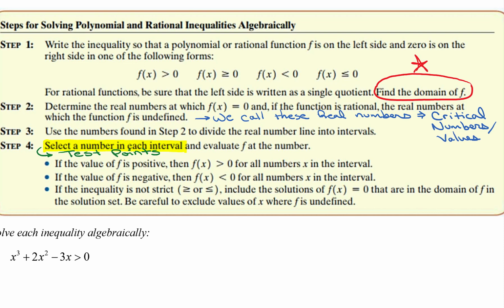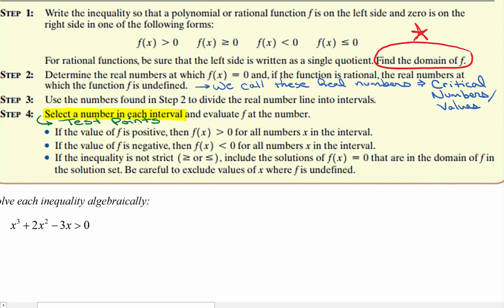And then if the value of f is positive, then f of x is going to be greater than 0 for all the numbers x in that interval. If the value of f is negative, then f of x is going to be less than 0 for all the numbers x in that interval. And if the inequality is not strict, meaning greater than or equal to or less than or equal to, include all the solutions of f of x equal to 0 that are in the domain of f in the solution set. Be careful to exclude values of x where f is undefined. We just have to be very careful about that.